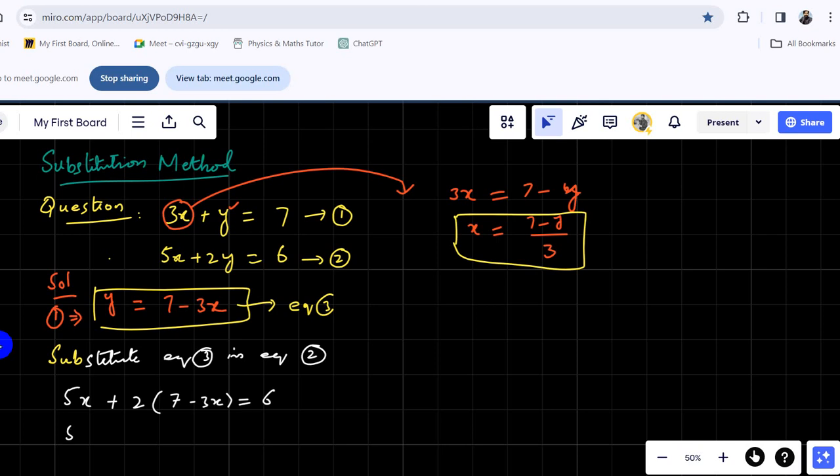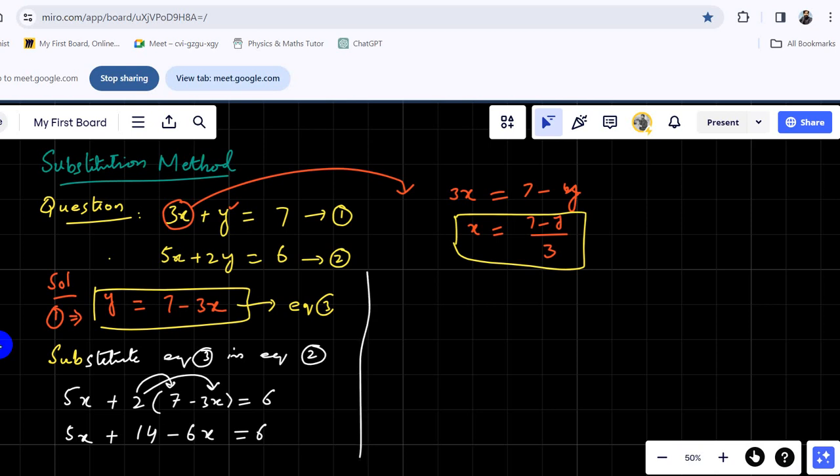Now simplify this equation. 5x add, then this 2 will get multiplied with this whole factor. This 2 will be multiplied by 7 and 3x. Is it right? Yeah. Then this positive and the negative will be plus, into minus will be minus. 2 times 7 is 14, 2 times 3x is 6x, so 5x add 14 minus 6x equals 6.